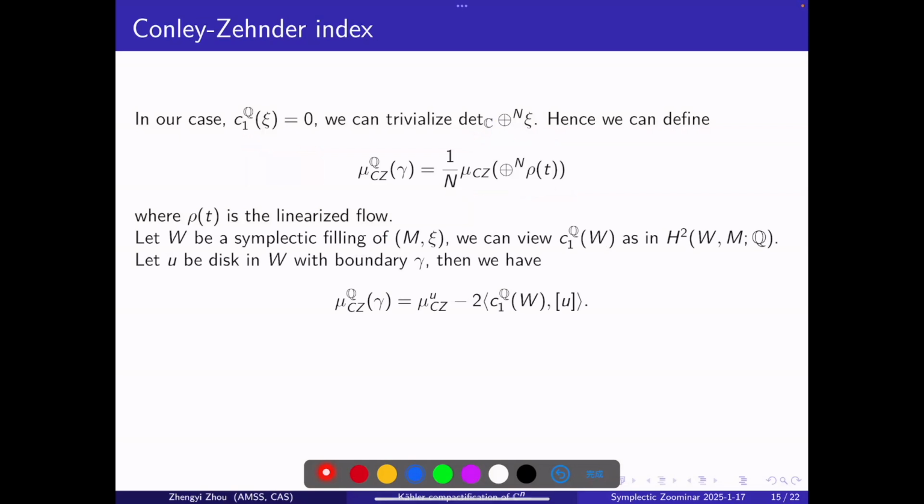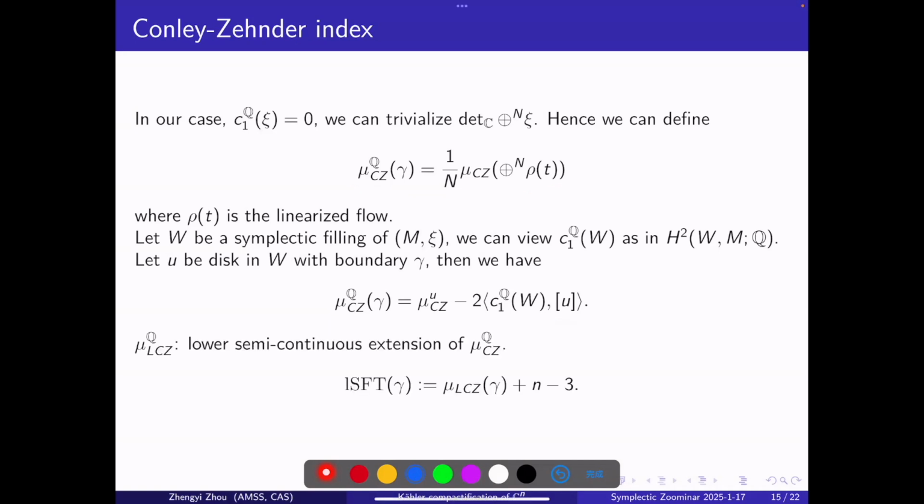In the case where you have a symplectic filling, we can view the first Chern class of the filling, which might not be 0, as a class in relative homology, because it restricts to 0 on the boundary. Let U be a disk in W with boundary gamma. Then you have two ways to compute the Conley-Zehnder index. One is using this rational one. One is using the induced trivialization from this disk. Their discrepancy is precisely measured by the first Chern class. This is just the classical change of Conley-Zehnder index if you change the trivialization.